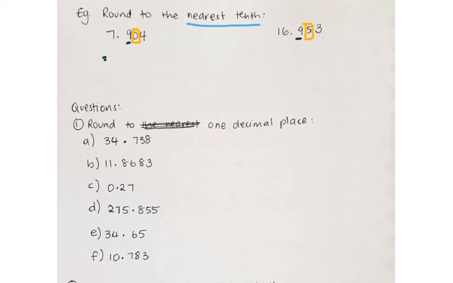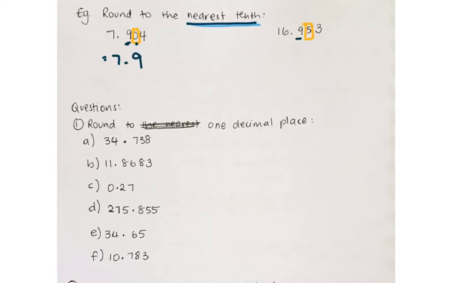So with this one, it's 7.904. The 0, so we're looking to the 0 to tell us what we need to do. The 0 is 4 or less, which means we're going to let it rest, which means we're not going to do anything to that 9, and we're just going to write 7.9. And the question asks us for nearest tenth, which means one decimal place after the decimal point, and that's what our answer has.